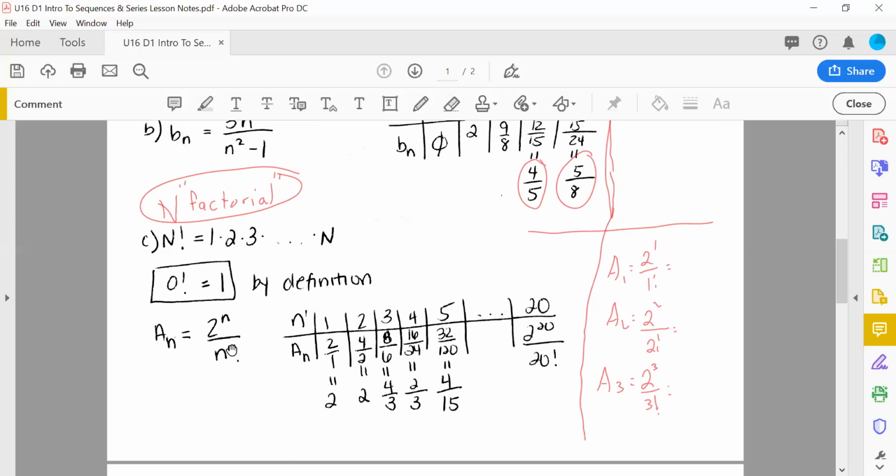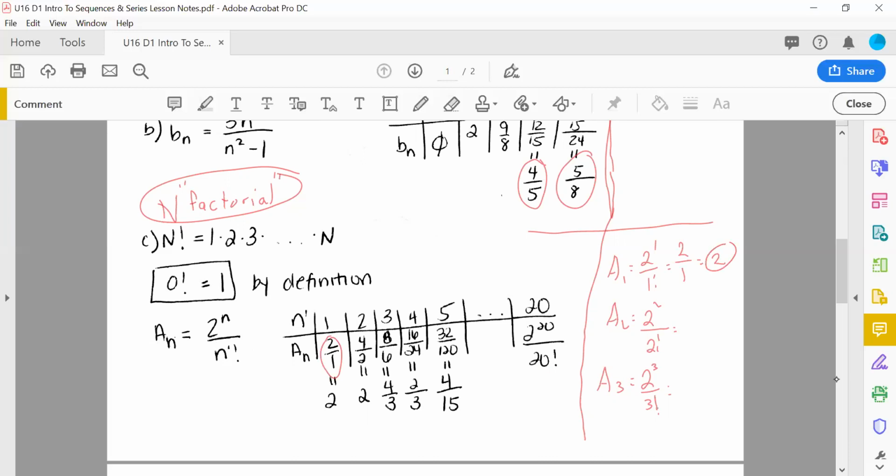So what if your sequence is a sub n equals 2 to the n power divided by n factorial? Well, I did some work on the side for you. A sub 1 would be 2 to the first power, which is 2, divided by 1 factorial, which is just 1, and your answer is 2. And there's the answer right there.